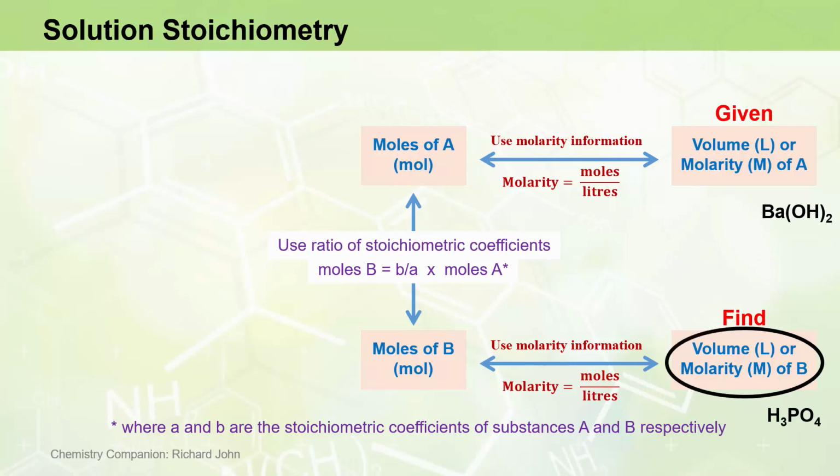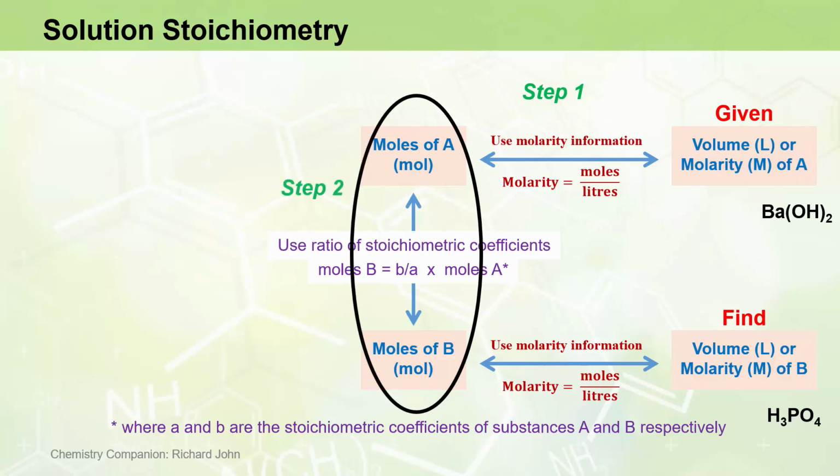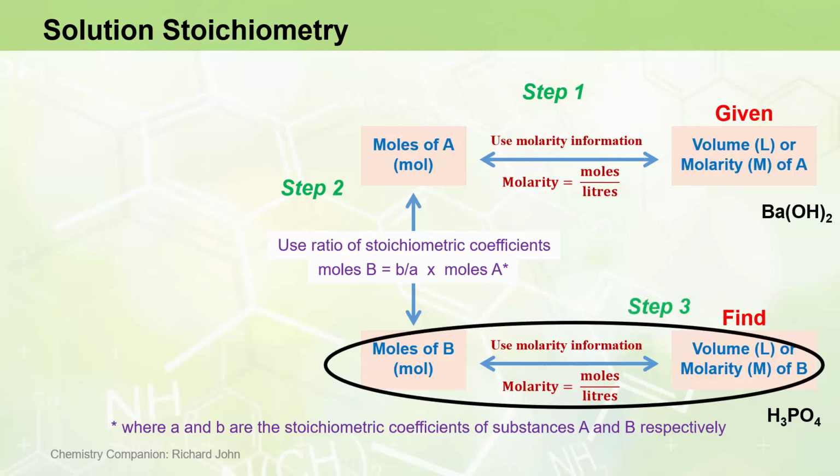and we've been asked to find the molarity of the phosphoric acid solution. So in step 1, we use the volume and molarity data of barium hydroxide to calculate the moles of barium hydroxide. In step 2, we calculate the moles of phosphoric acid in the solution by using the ratio of the stoichiometric coefficients from the balanced chemical equation.